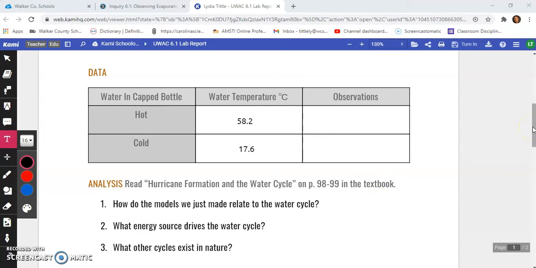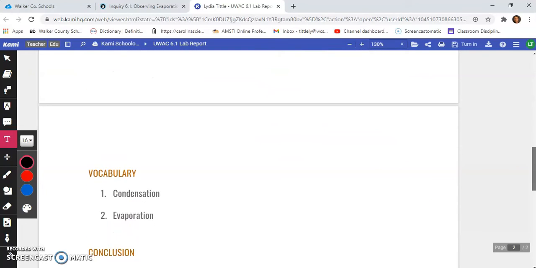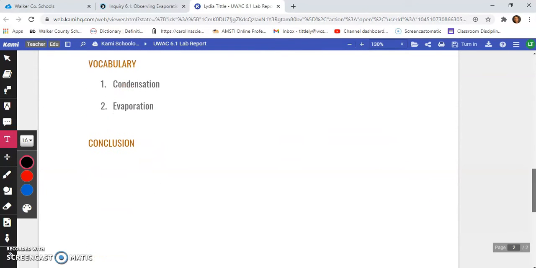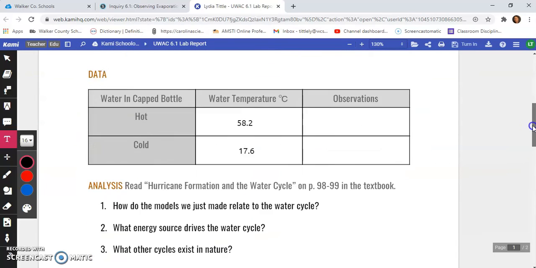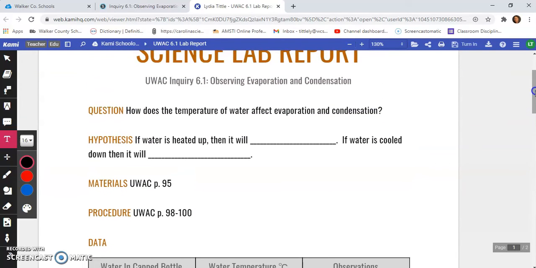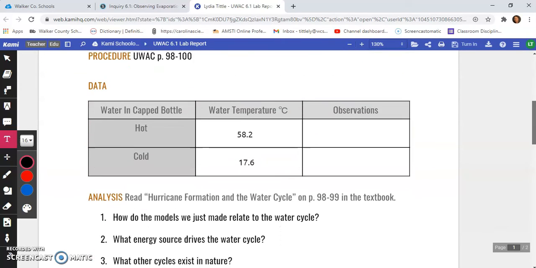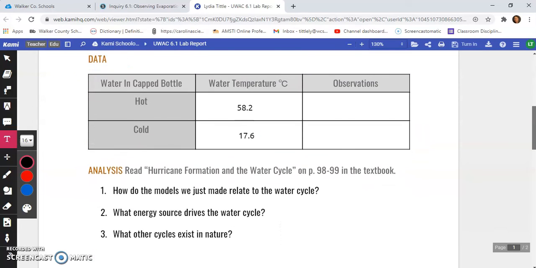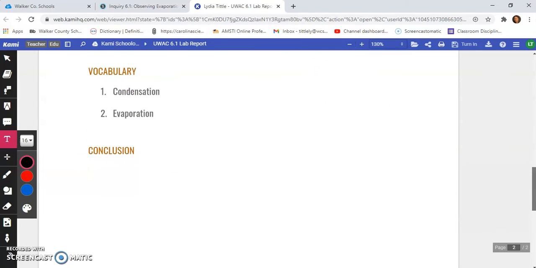Okay, when you finish with that, you need to scroll on down to your vocabulary. You have 2 words, condensation and evaporation. And then you need to write your conclusion. Your conclusion should be a paragraph about 5 sentences long, and it should describe what we found out about how the temperature of water affects evaporation and condensation. And make sure you use some evidence from your observations to back up your conclusion.